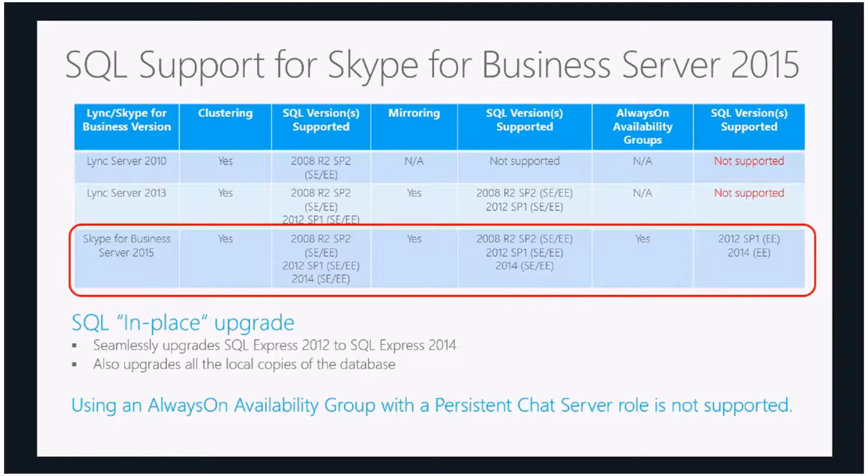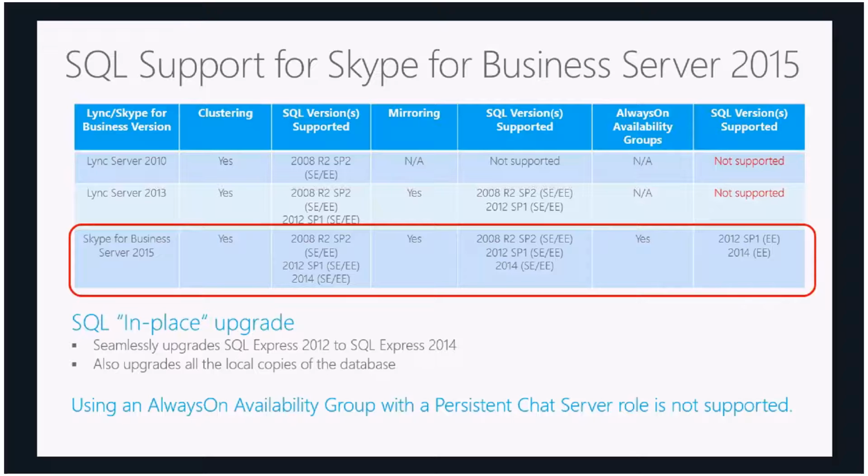So a question might come up: what if a customer has failover clustering or SQL mirroring and they want to switch to Always On after their upgrade to Skype for Business? Well, that's completely supported, and that's in fact what we're recommending, that they upgrade from mirroring to Always On, because as I mentioned, future versions of SQL are going to have mirroring deprecated, and so that's really what this session is describing, that upgrade from mirroring to Always On.